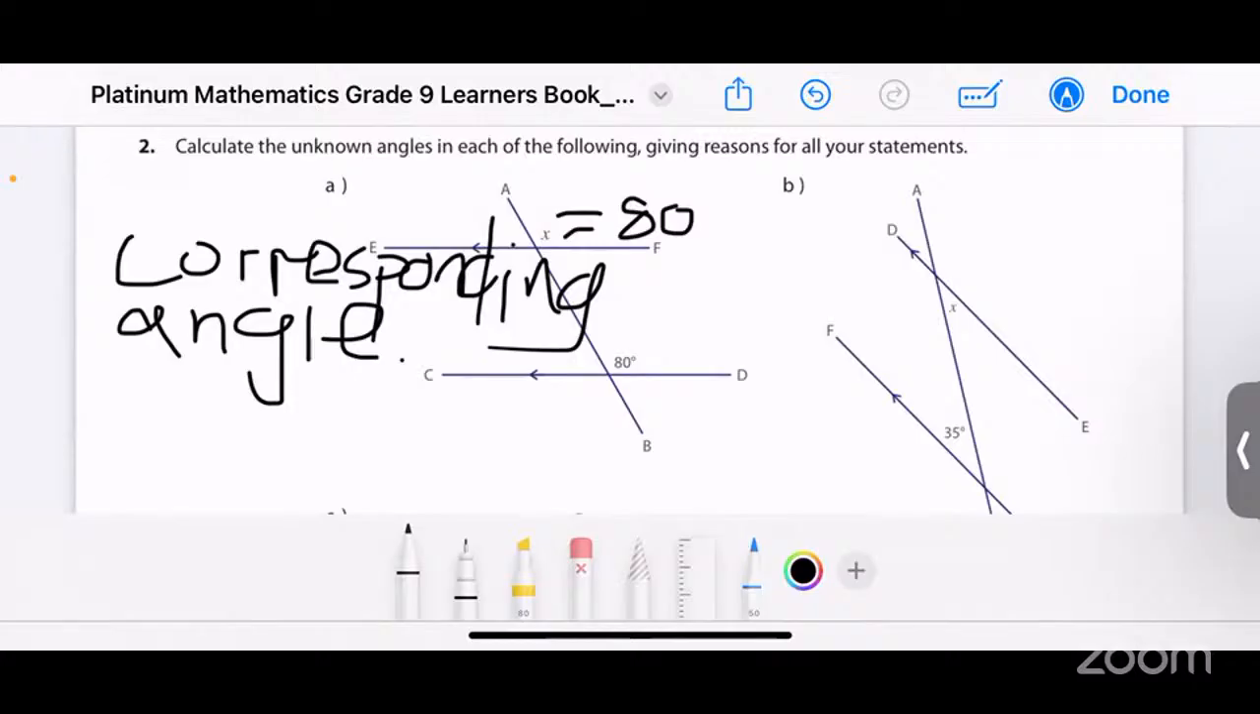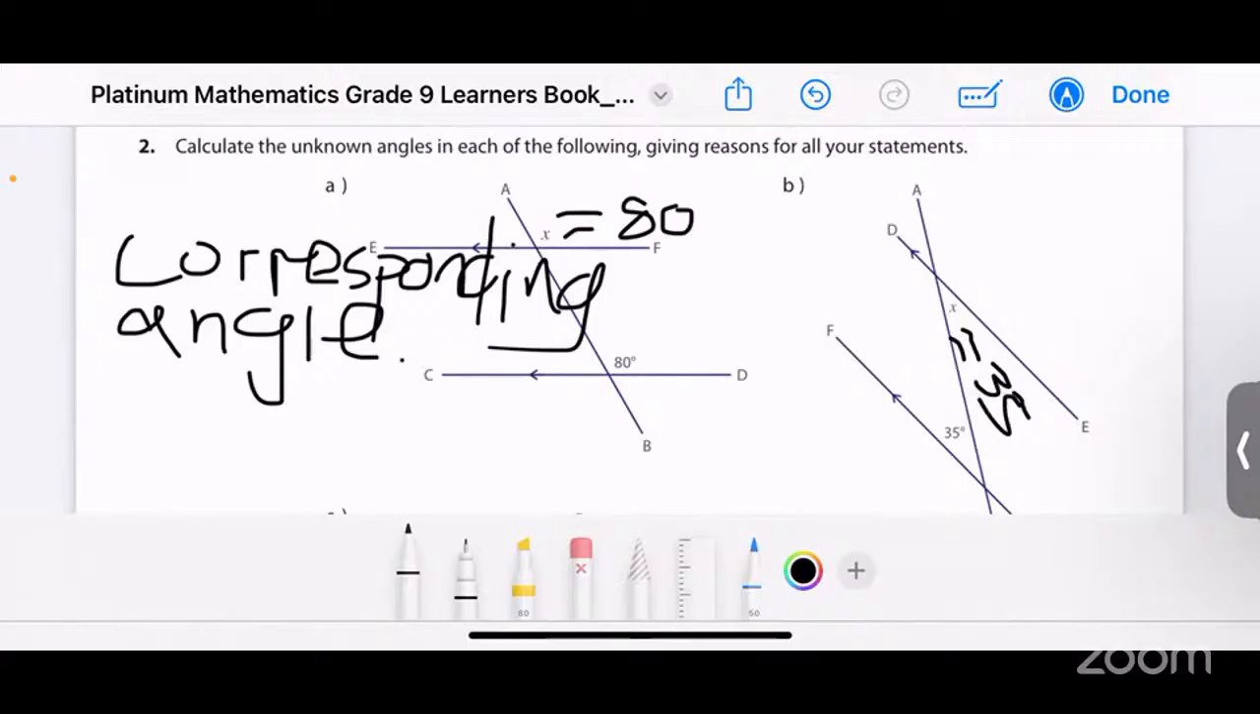Okay, let's move to B. What is the value of X? Ma'am, is it 35? Well done. What is the reason? Ma'am, co-interior, ma'am. Oh, no, sorry, ma'am.